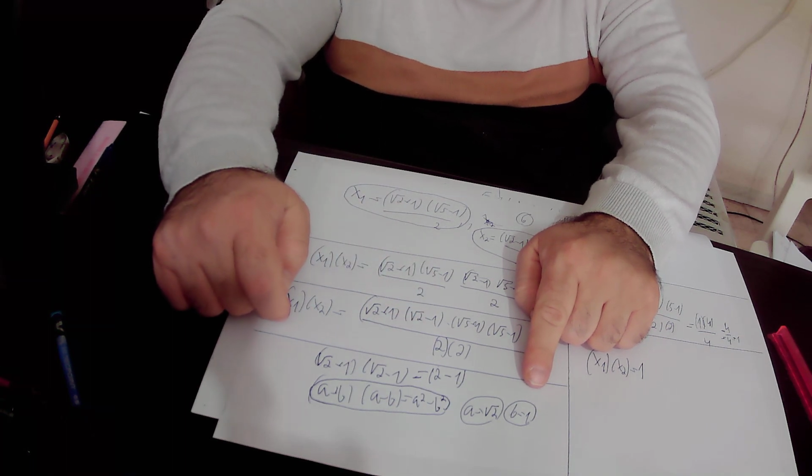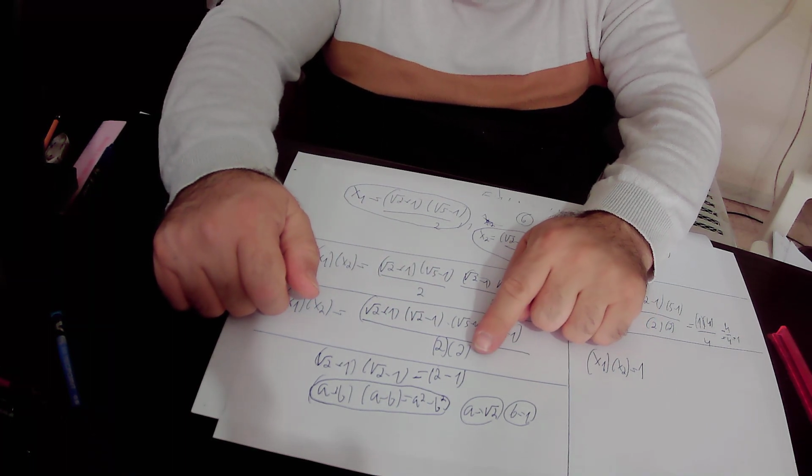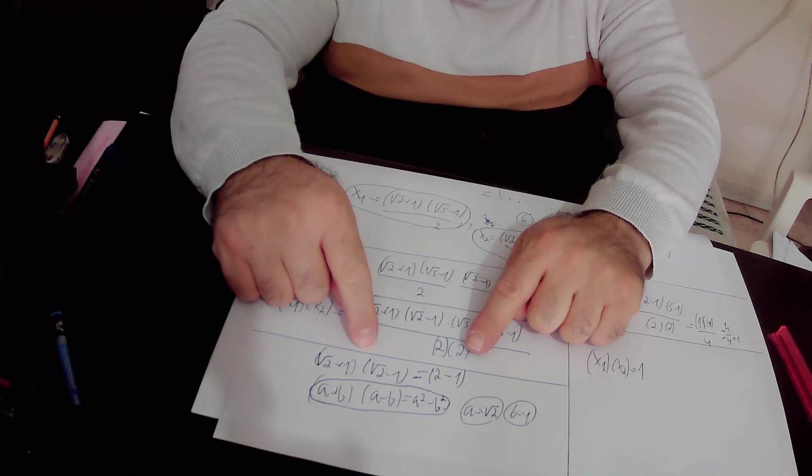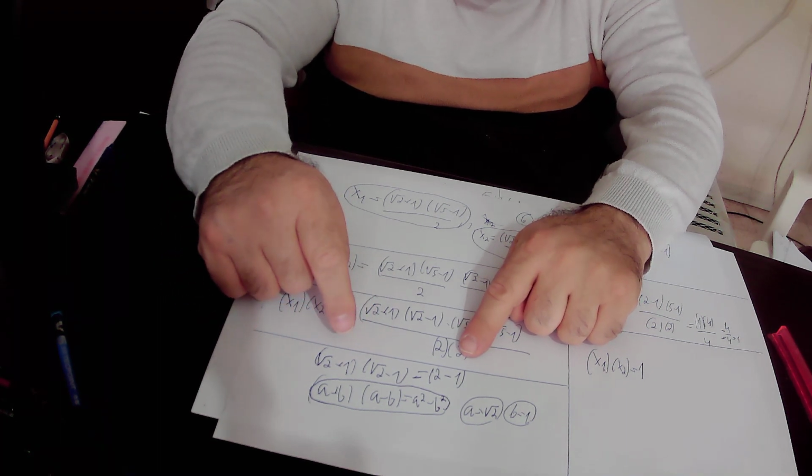B is 1, so b squared is 1 squared. 1 squared is 1. So in conclusion, we found out that the value of this expression equals 2 minus 1, that is actually 1.